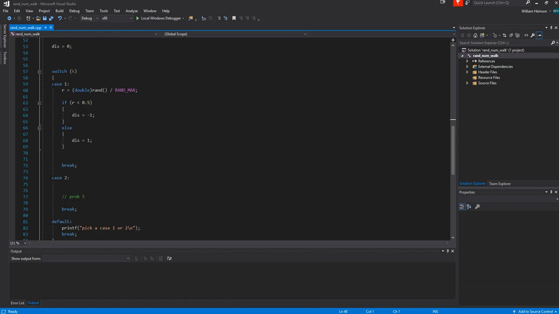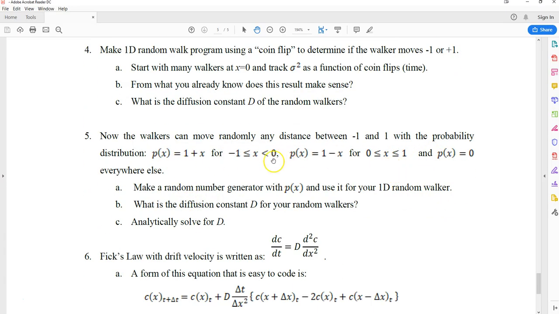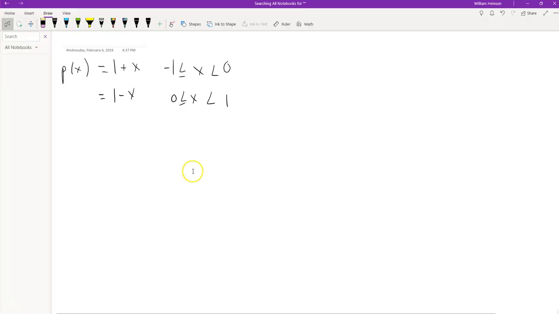So reminder, problem 5, this is our probability distribution, which is this here, and you would graph that out. It's a triangle, right? So if you look, -1, 1, boom, and here's 1 here. So the first step here is we got to find the CDF.